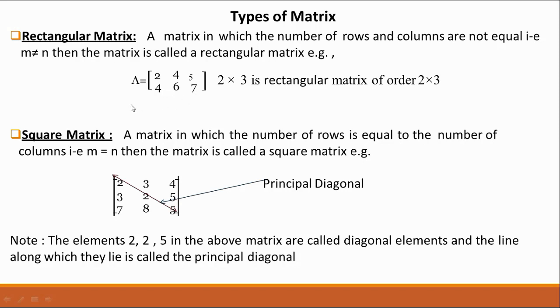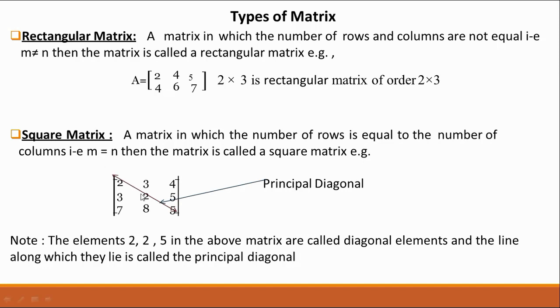Now a square matrix. A matrix in which the number of rows is equal to the number of columns, that is m is equal to n, is called a square matrix. Dear students, simply notice the number of rows and the number of columns. If they are equal, the matrix will be a square matrix, and if they are not equal, then the matrix will be a rectangular matrix.